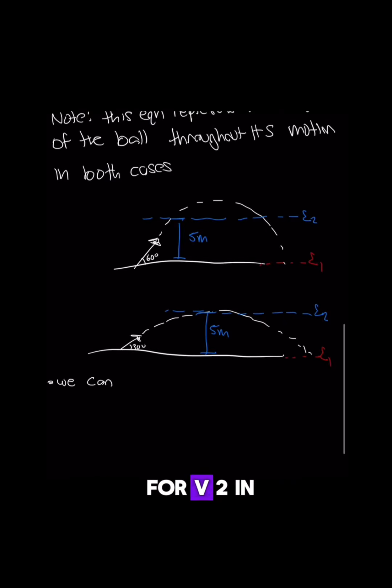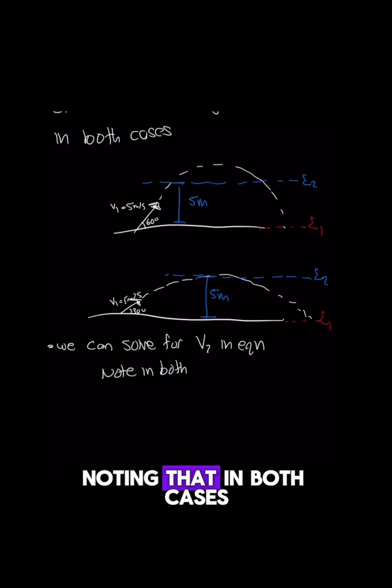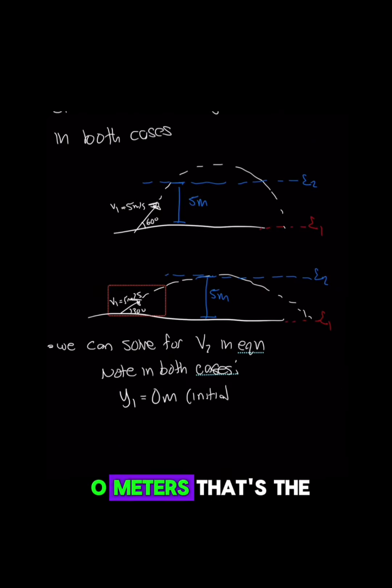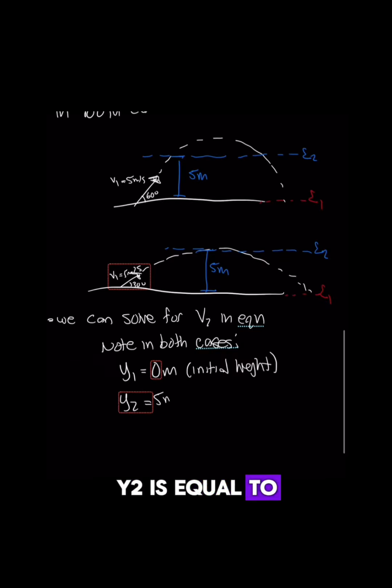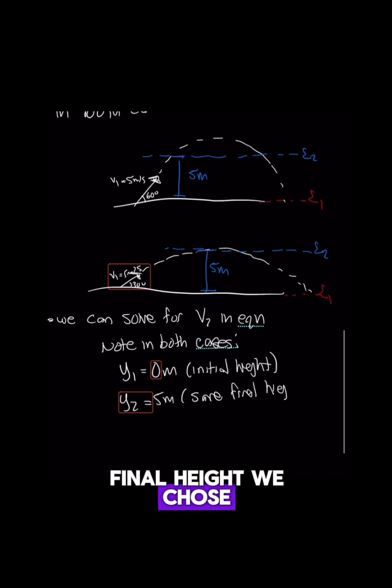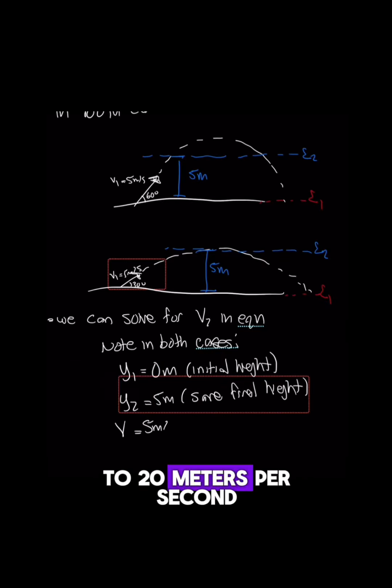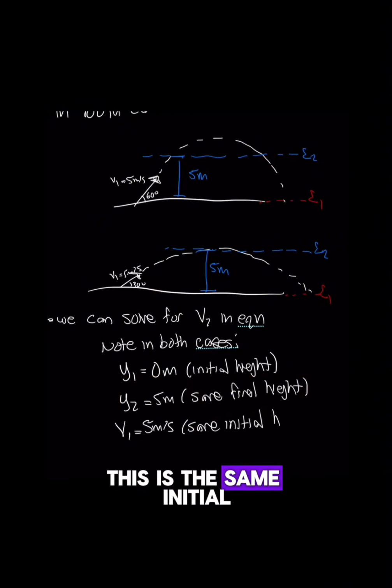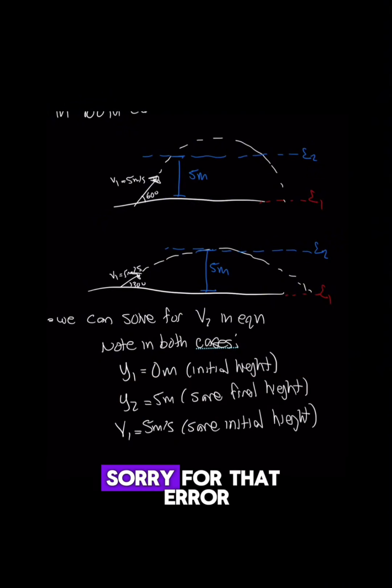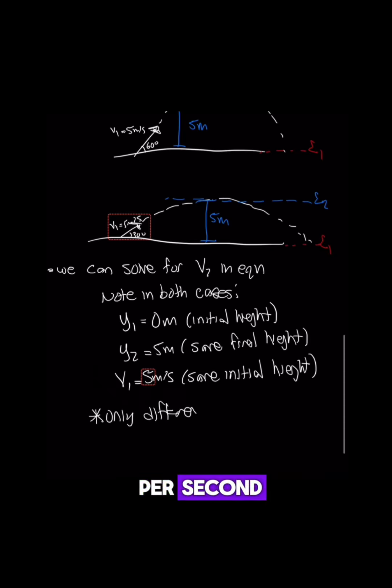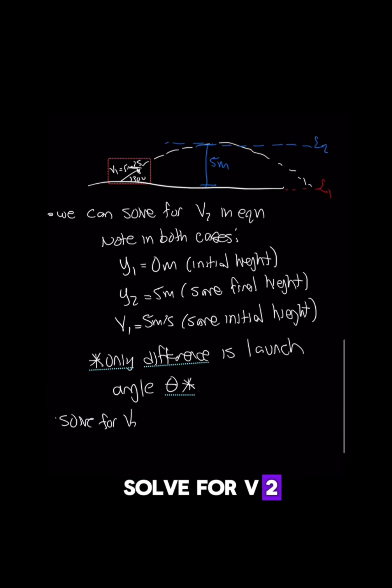So we can solve for V2 in the equation, noting that in both cases, Y1 is equal to 0 meters, that's the initial height. Y2 is equal to 5 meters, that's the final height we chose. And V1 is equal to 20 meters per second. This is the same initial velocity in both cases. Sorry for that error, I put 5 meters per second, my bad. We can solve for V2 in our equation.